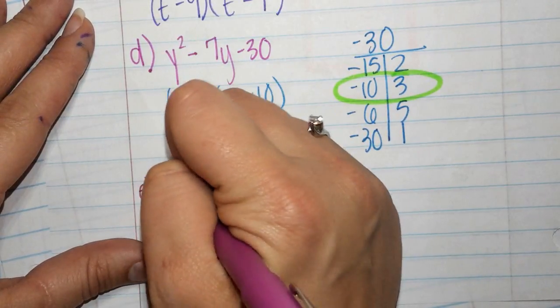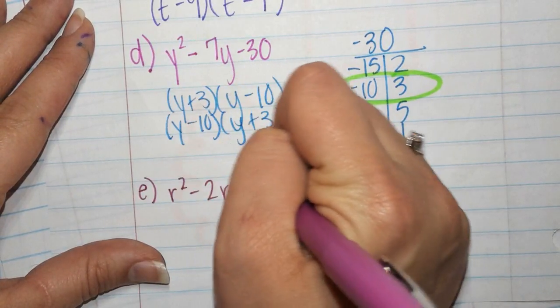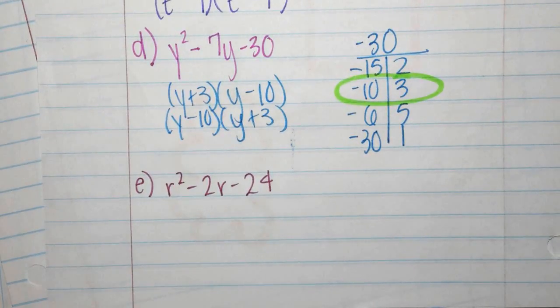All right. R squared minus 2R minus 24. Understand why that was necessary, so I can write it down. You have to speak to write? Yeah.